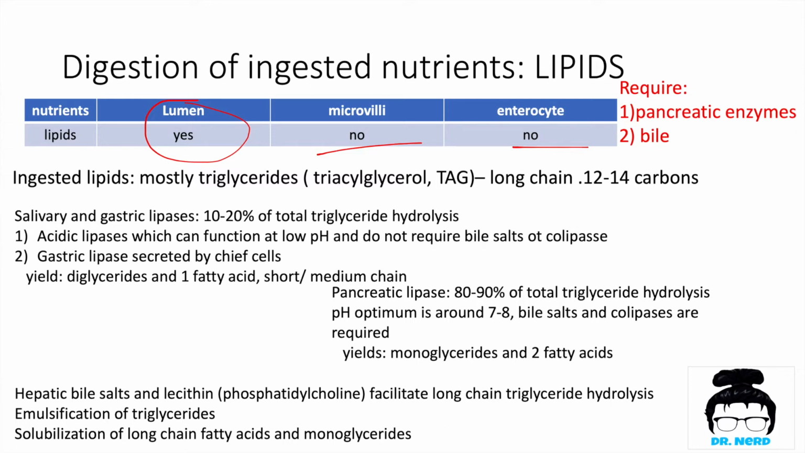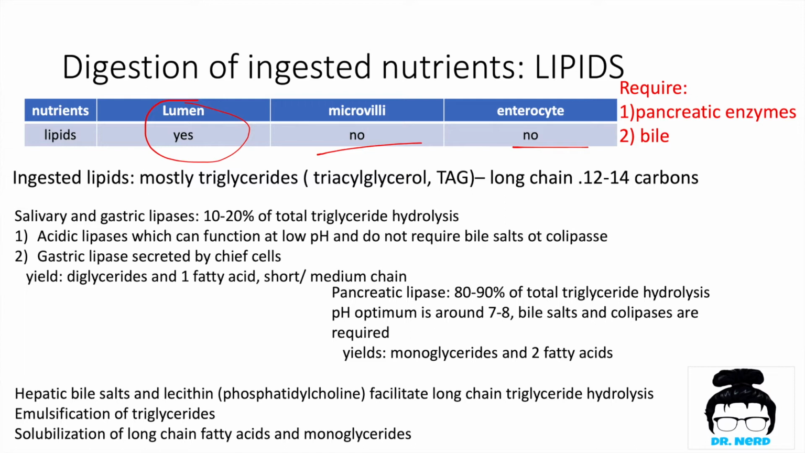Pancreatic lipases, however, work at higher pHs because in the small intestine the pH is higher than in the stomach or in the mouth. In the stomach the pH is around 2 to 3. So pancreatic lipase has a pH optimum of around 7 to 8, and it does require bile salts and colipases for functioning, and it yields monoglycerides and 2 fatty acids.